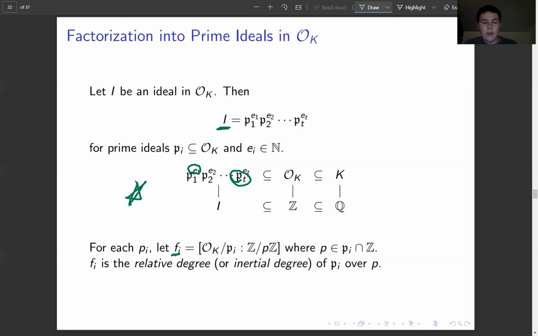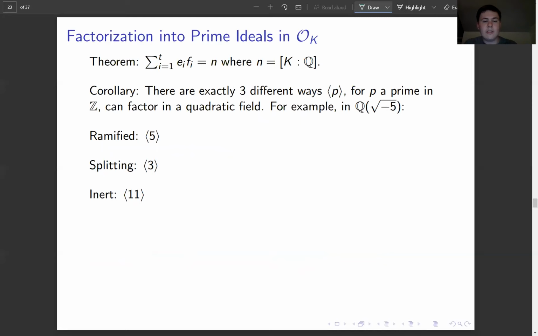So we call this number the relative degree or inertial degree of the prime ideal P_i over the prime p over which it lies. In particular, this could be any ideal, but we're going to think about the case where it's the prime ideal generated by some prime p. So with these e_i's and f_i's, we get this interesting theorem which says the sum of the products over a factorization gives n, the degree of the field extension.